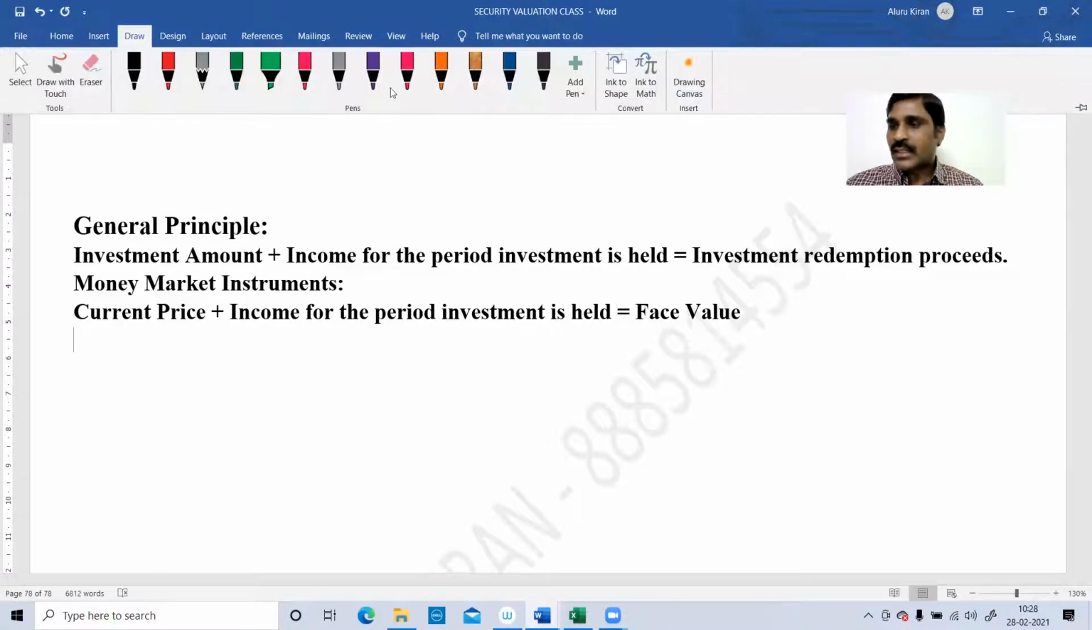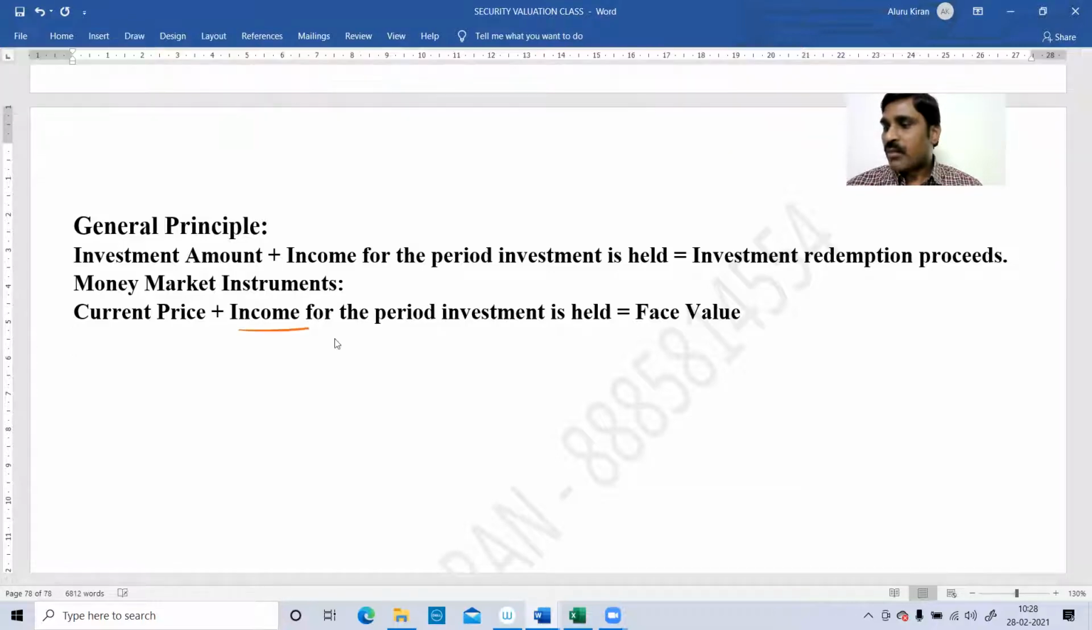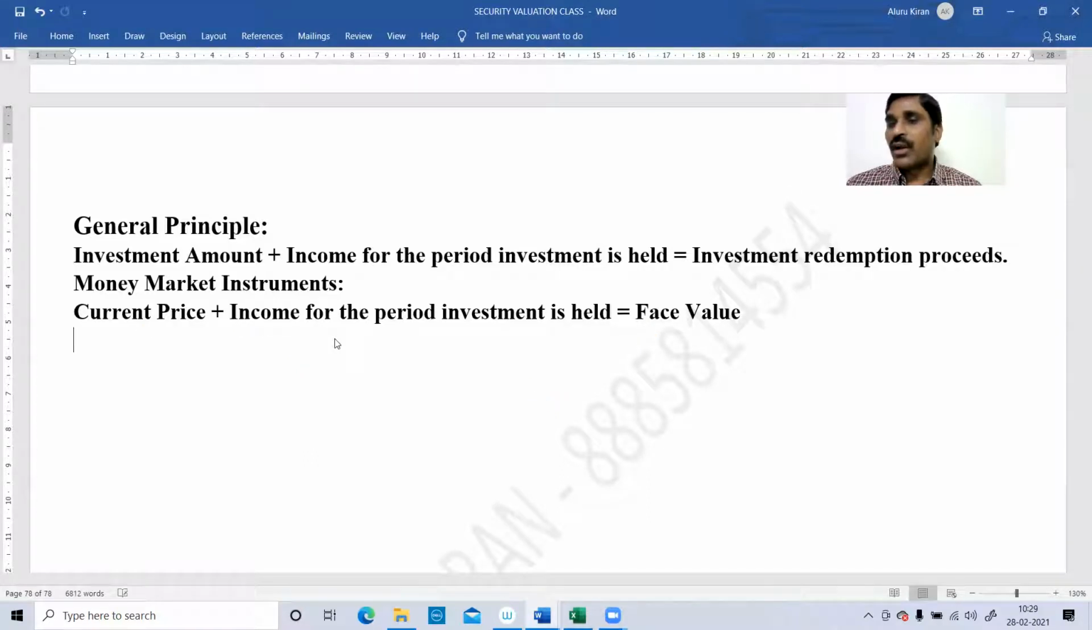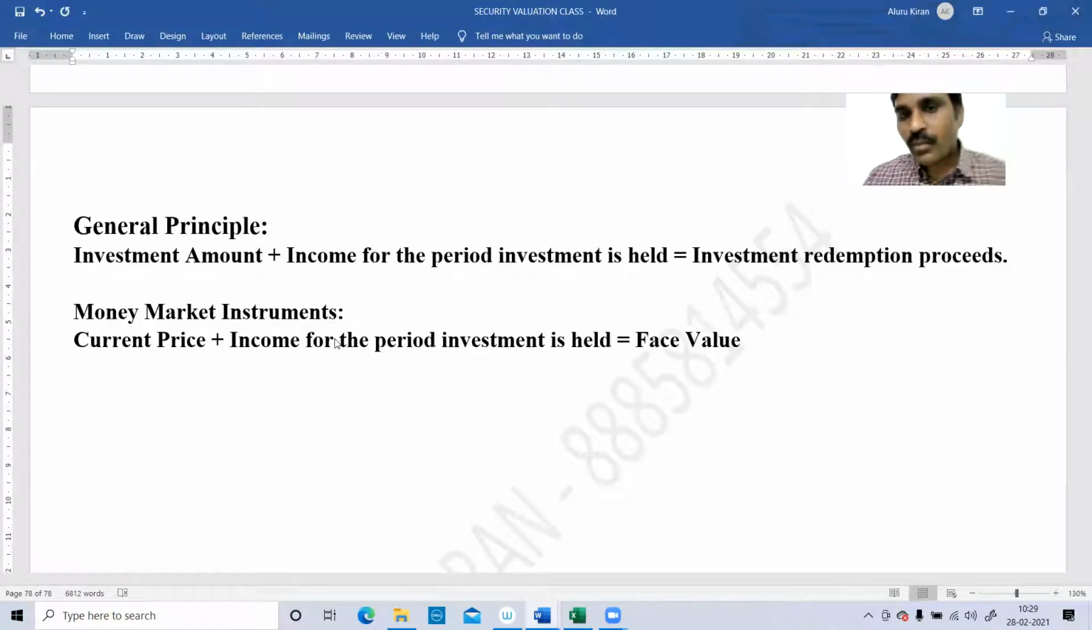Now, if you compare this interest income with the current price, it is called the bond equivalent yield. If you compare this income with the face value, it is called the discount yield. That is what the money market terminology is. Same income, if you compare it with the current market price and compute a ratio, then you'll get the bond equivalent yield. If you compare it with the face value, then what you'll get is the discount yield. So if income is compared with the price, it is called bond equivalent yield. If income is compared with the face value, it is called discount yield.